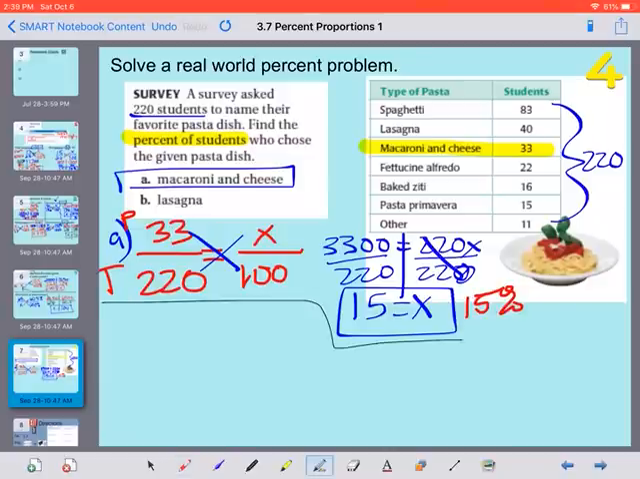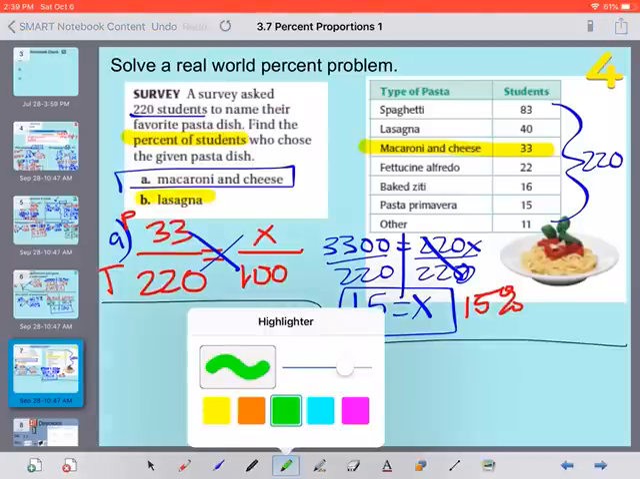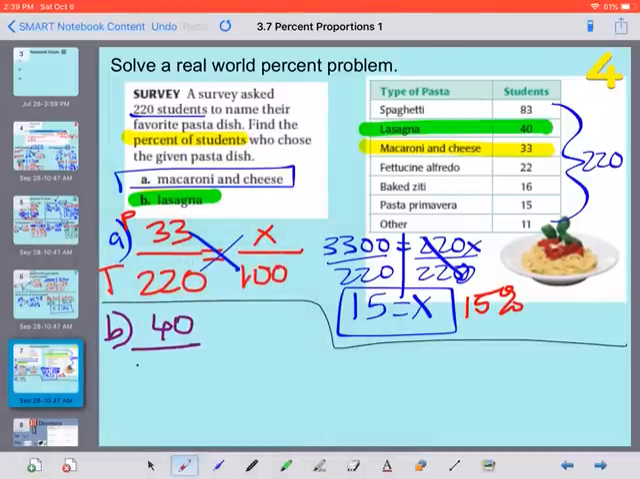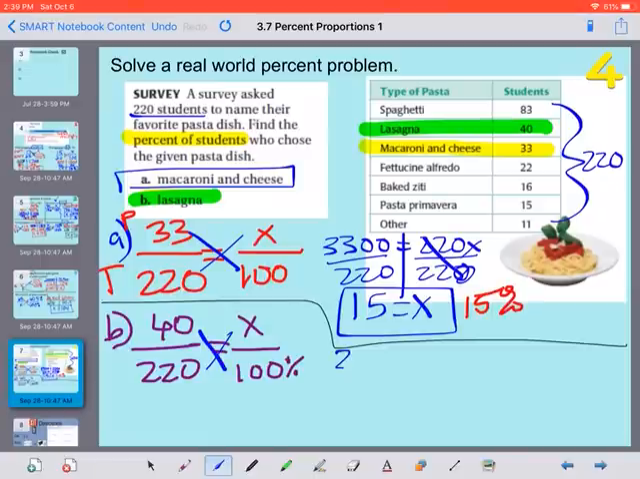Let's do the same thing now, but for lasagna. Lasagna was, I'm going to use a different color here, we'll use green. Lasagna was 40 students. So, we're doing part B. We had 40 students out of a total of 220 students. We want to know what percent is that of 100%. So cross multiplying, 220 times x equal to 40 times 100, or 4,000.